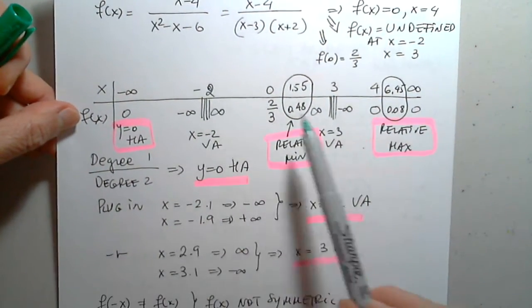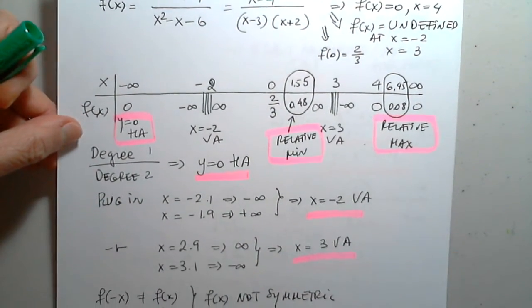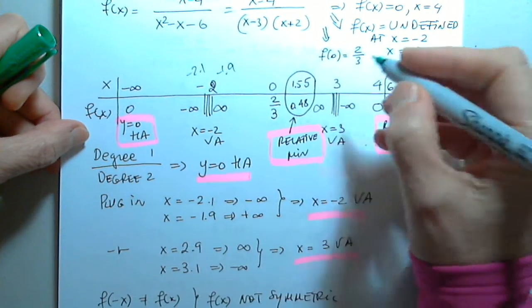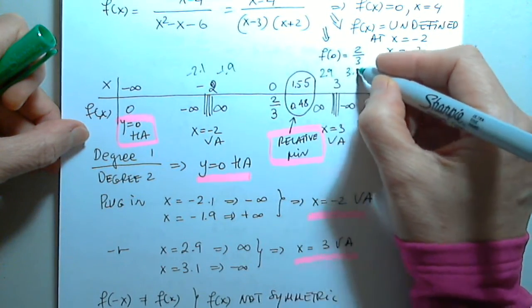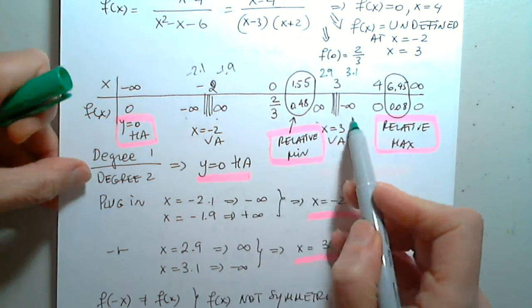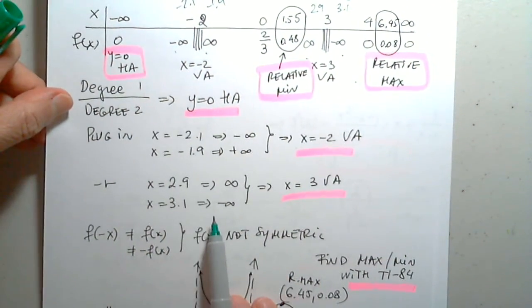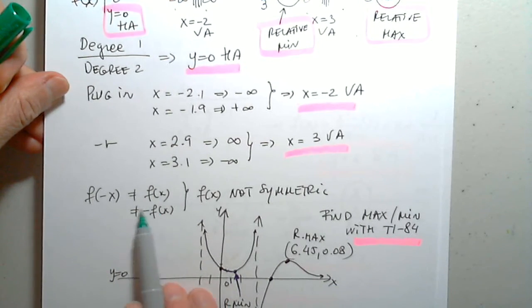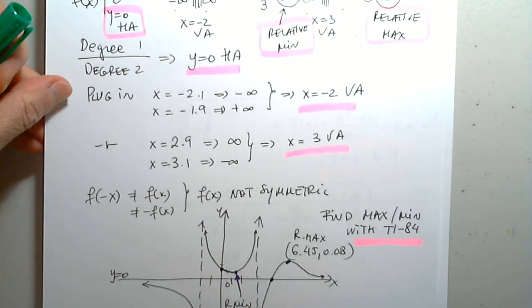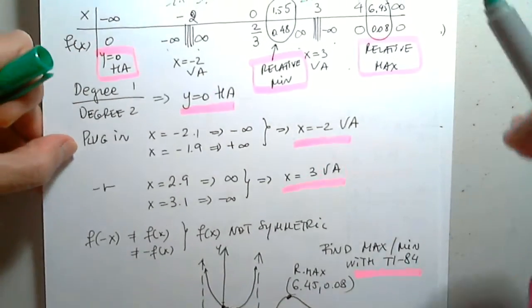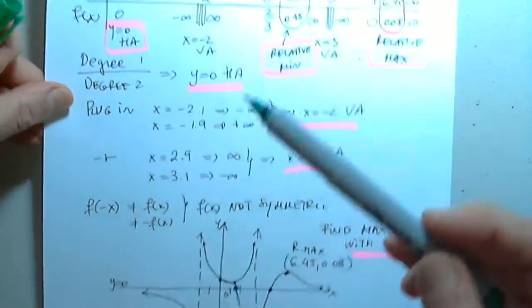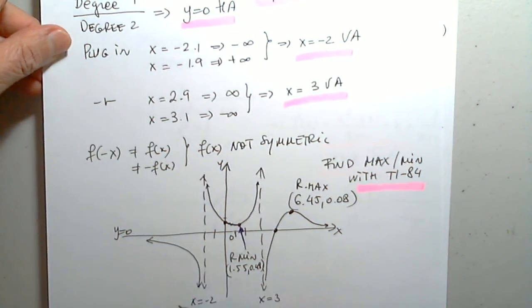Now I need the signs left and right of the asymptotes, exactly how I did before. I plugged in negative 2.1, negative 1.9, I plugged in 2.9 and 3.1, and I got these symbols. And you can follow them here. The function is again not symmetric because I checked. These are not equal. f of negative x does not equal f of x, and it does not equal negative f of x.